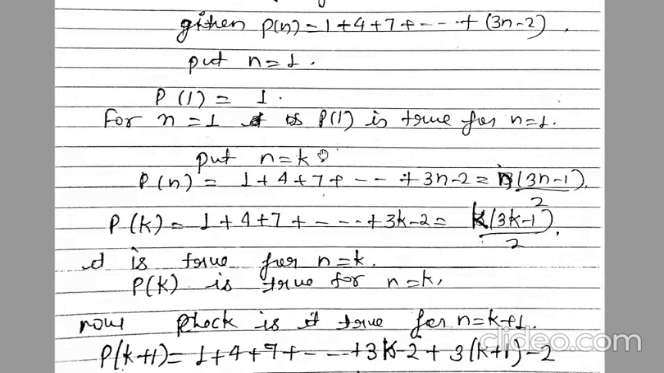Now put n is equal to k, then we will have P(k) is equal to 1 plus 4 plus 7 and so on up to 3k minus 2, right? In the right hand side we can see that this is also true. So P(n) is true for n is equal to k. Now the third condition is to check whether it is true for n is equal to k plus 1. If it is true for n is equal to k plus 1, then we can say that our hypothesis is true for all n, right?